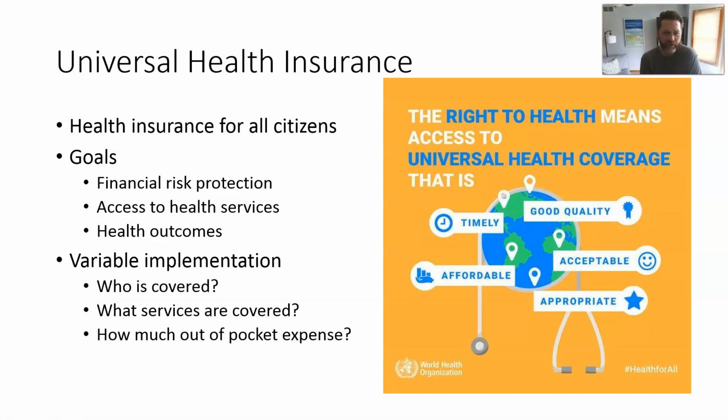All right, and this kind of goes back to some of this question from the previous lecture about health coverage being a right or a privilege. So a universal health insurance program is going to give health insurance coverage for all citizens. All right, and in doing so, they're really trying to increase health outcomes, like decrease risk and increase access to health services.